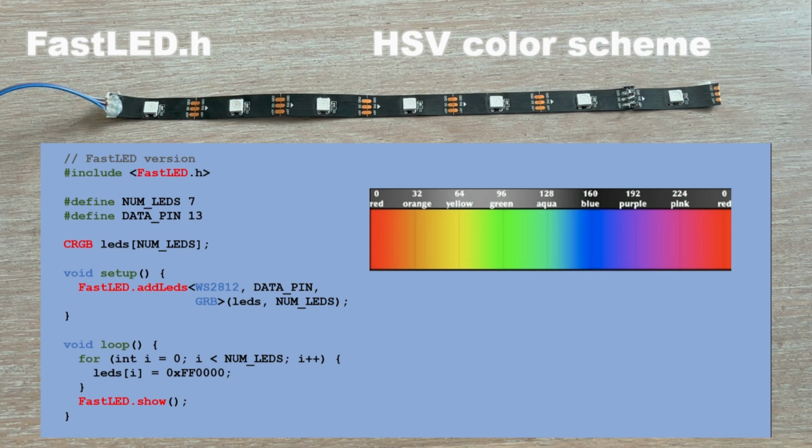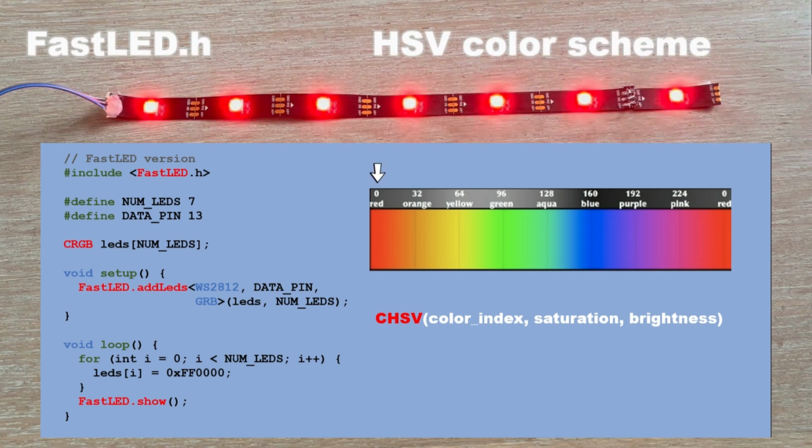You select colors using CHSV command, which takes three parameters: the color index from the palette shown in this graphic, then saturation, and finally brightness. All three values range from 0 to 255, making it really straightforward. So if you want to light up the strip red, we'll use this command in our code. Let's pick a few more distinct colors.